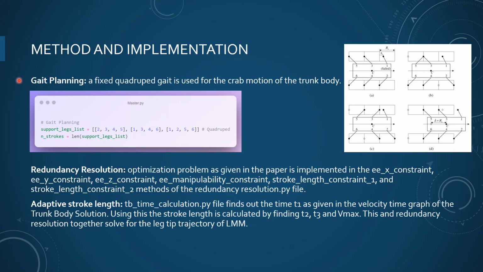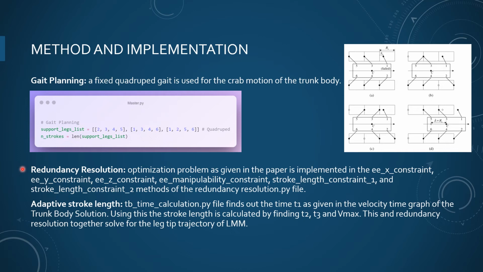Here a fixed quadruped gait is considered. Here you can see the implementation of the quadruped gait in master.python file, in which initially the legs 2, 3, 4, 5 are supported, and then 1, 3, 4, 6 are the support legs, and then 1, 2, 5, 6 are the support legs. An image for the fixed quadruped gait in a hexapod can be seen here. However, the order of the support legs might be different.